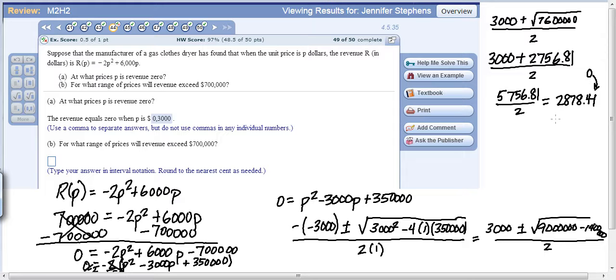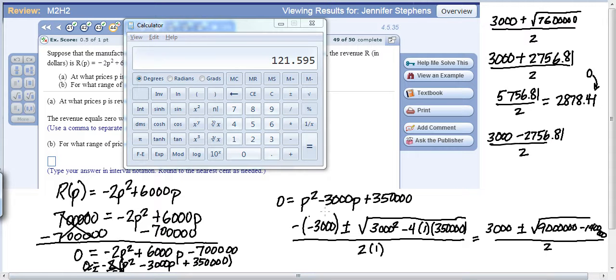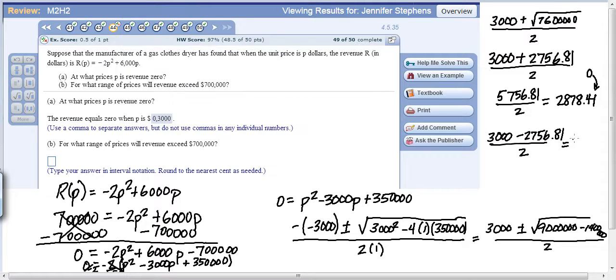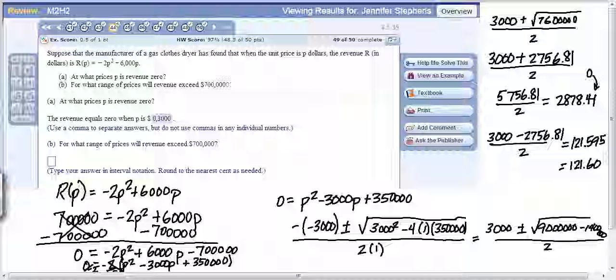Sometimes it sets a percentage. That's okay to do. Alright, and then we do the other one, which is 3,000 minus the 2756.81 divided by 2. Alright, so pull out my calculator there. And so likewise, when I do that, I get 121.595. And for that one, again, it's probably going to want to round that up to 121.60. Let me know if you have any trouble with that, and if I can help any more.